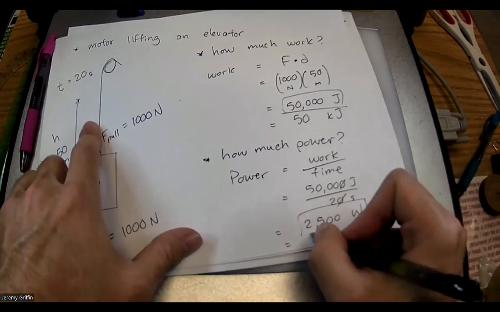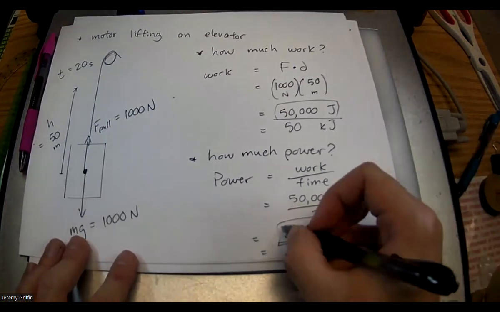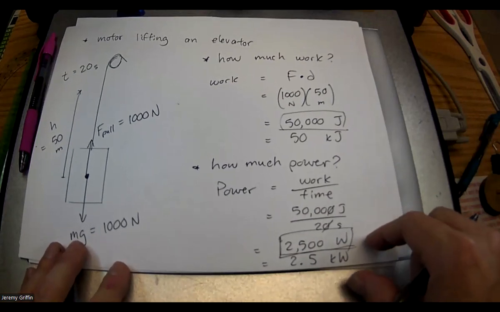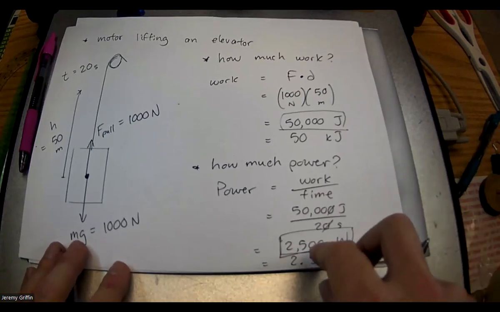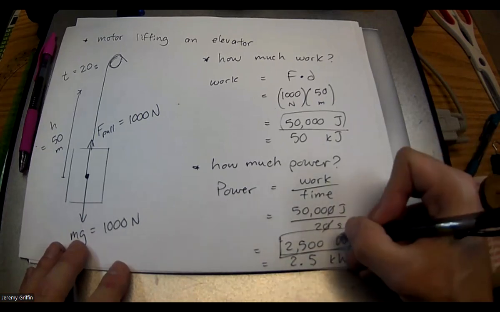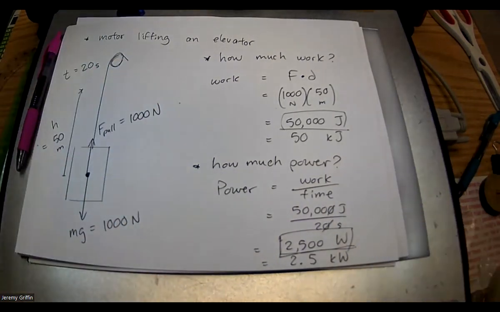So 2,500 watts. Hey, isn't a really bright bulb like 100 watts? Especially back in the day, these old incandescent bulbs might be 100 watts. So if you have 25 of those 100-watt light bulbs, that'd be pulling an equivalent power to what this motor is pulling to lift this elevator up. Right, you guys get that?